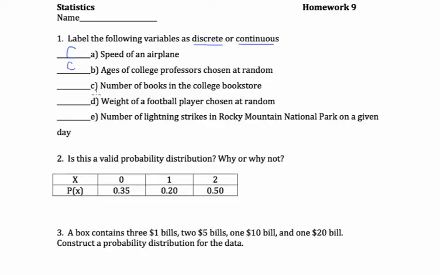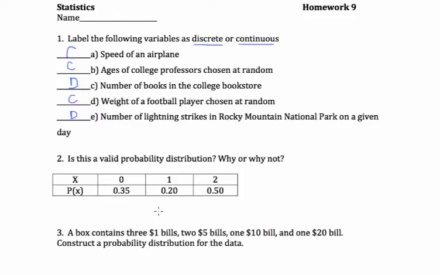Number of books in the college bookstore. There's only going to be 3 books, 4 books, 83 books. That's discrete. Number of. Weight of a football player. That could be in the middle of a pound, like 200.3 pounds. So that's continuous. Number of lightning strikes. That's countable. That's number of. That's discrete.